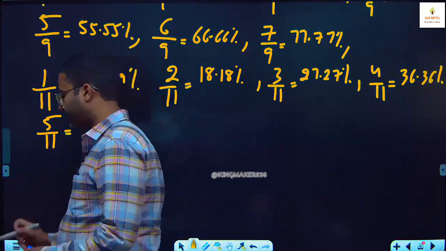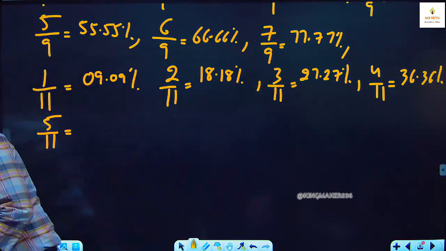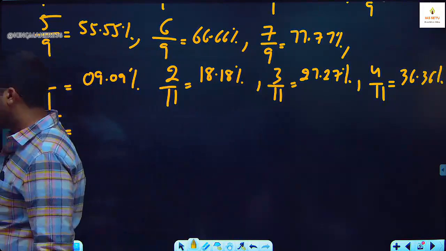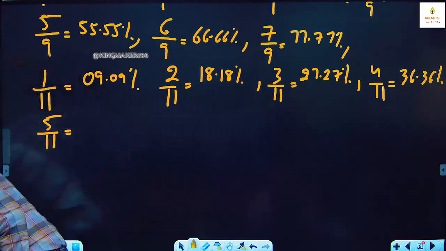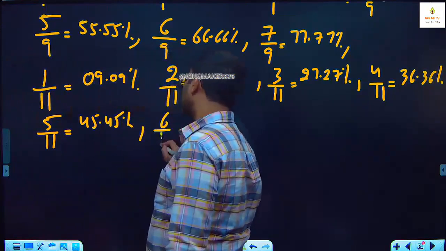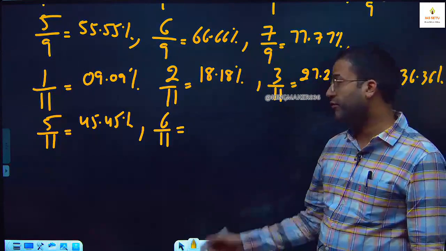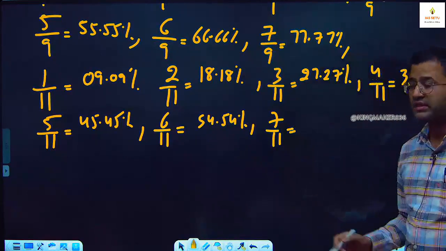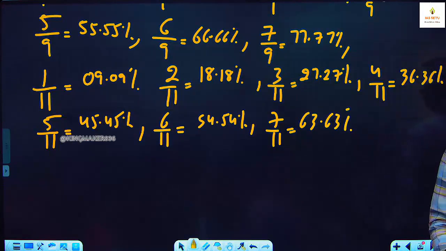5 by 11, 5 multiples of 9, it is 45.45%. What about 6 by 11? 9 6s are 54, so 54.54%. What about 7 by 11? 63.63% and so on. Achha, I think you know that rule.